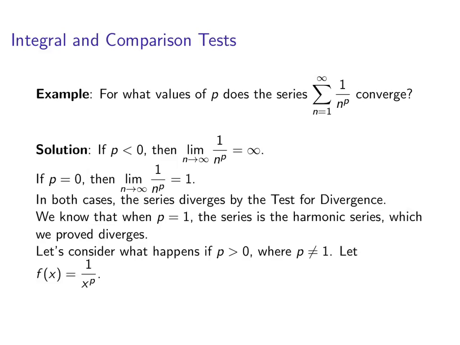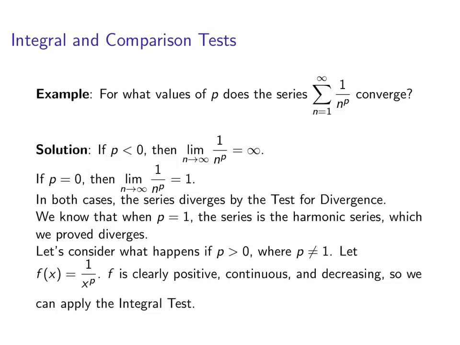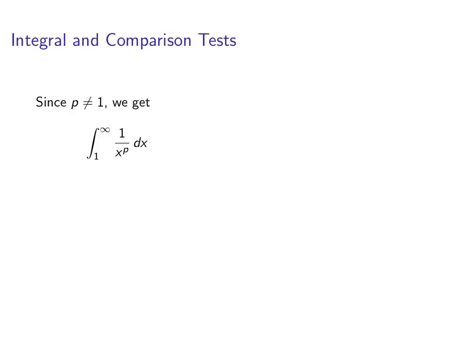So we're going to let f of x equal 1 over x to the p, because we're going to try to use the integral test. That function is definitely positive, continuous, and decreasing, so we can apply the integral test. We're going to go ahead and compute the integral from 1 to infinity of 1 over x to the p dx. And remember that p is not equal to 1. That helps us to compute an antiderivative.